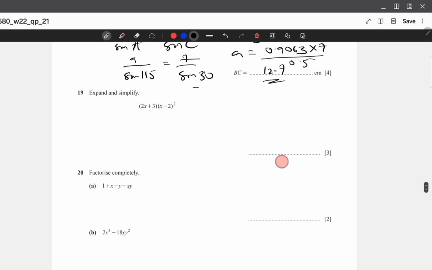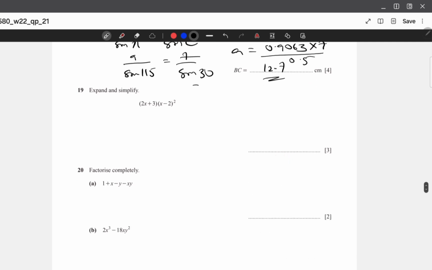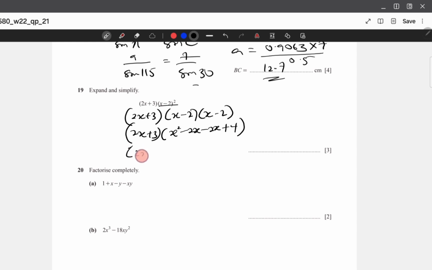All right, moving on to the next one. They say that we should expand and simplify. This is the same thing as saying 2x plus 3 bracket, let me expand this guy first. So this is x minus 2 bracket x minus 2. That will be 2x plus 3 bracket x square minus 2x minus 2x plus 4. That will be 2x plus 3 bracket x square minus 4x plus 4.